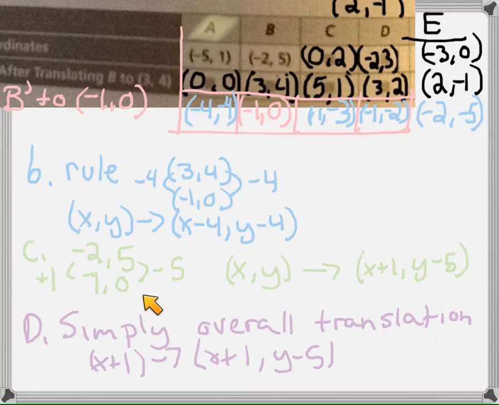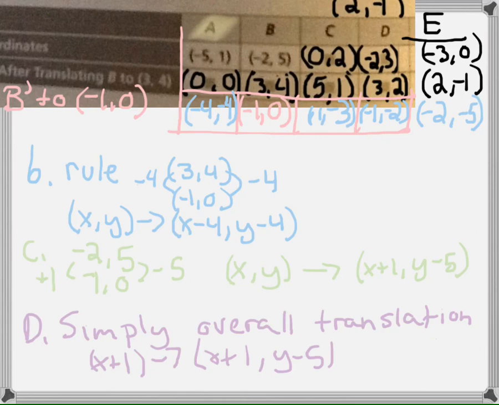C asks us to write a rule relating coordinates of key points and their images after the sequence of 2 translations. So from the first value, where B was -2, 5, to the third value, where B was -1, 0. As you can see here, -2 to -1 is a change of 1. So x increases by 1 and y decreases by 5. So the translation (x, y) translates to (x plus 1, y minus 5).